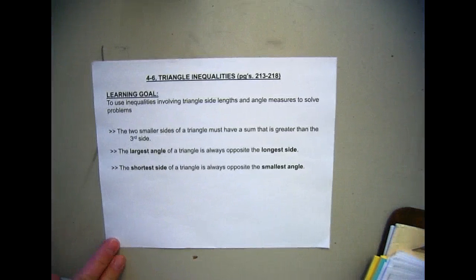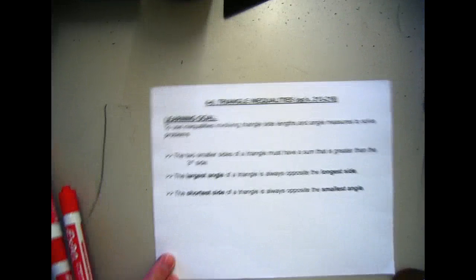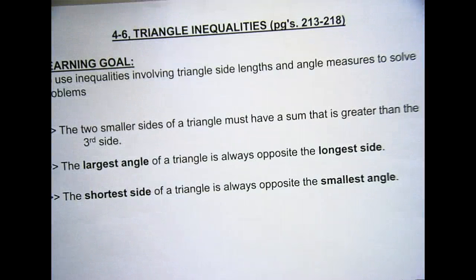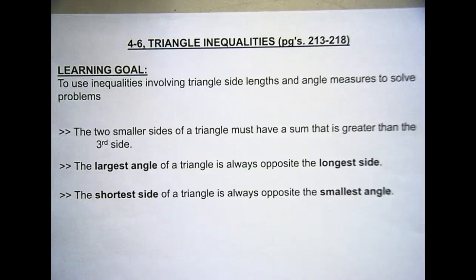Bethany, can you see that? Oh, here, let me see if we can. How about now? Yes, okay. Good. So, triangle inequalities say the 2 smaller sides of a triangle must have a sum that is greater than the third. So any 2 sides you add up have to be bigger than the third.